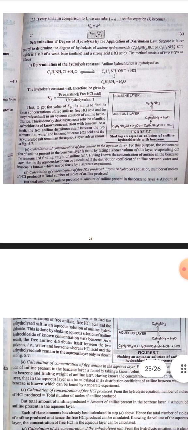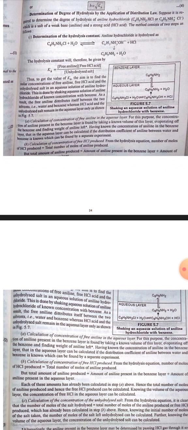Determination of degree of hydrolysis by the application of distribution law. Suppose it is required to determine the degree of hydrolysis of aniline hydrochloride, which is a salt of weak base and strong acid. The method consists of two steps as follows. First, determination of hydrolysis constant. Aniline hydrochloride is hydrolyzed as shown. The hydrolysis constant will therefore be given by Kh equals concentration of free aniline times concentration of free HCl upon concentration of unhydrolyzed salt.